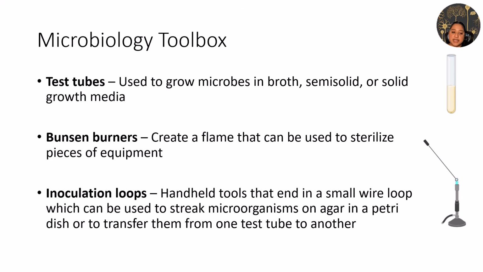For example, the next item is an inoculation loop. It has a handle, then a long wire, and at the very end there's a little loop. This is metal, so what you can do is sterilize that in the flame. It kills off any microbes that might be there, and then it's sterile, and you can move around the microbes that you want to move around and not introduce any contamination. These loops help either streak microorganisms onto the growth media, or transfer from one kind of tube to another. They're our main tool to move the microbes around.